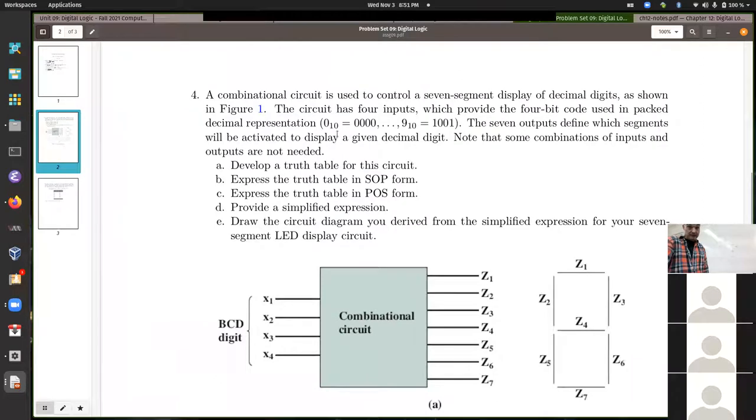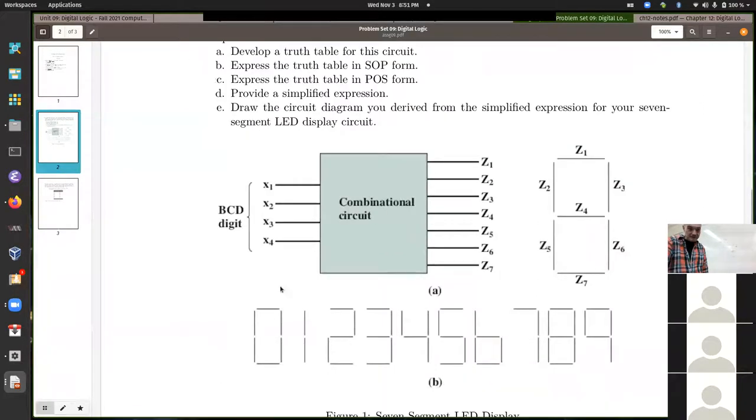I guess maybe I should describe kind of what the inputs and outputs are. Hopefully this is relatively easy to see, right? So we've got four inputs and we've got seven outputs here driving this LED display, right? So when we have four inputs, that means when you're doing the truth table, there's going to be 16 rows on your truth table, right?